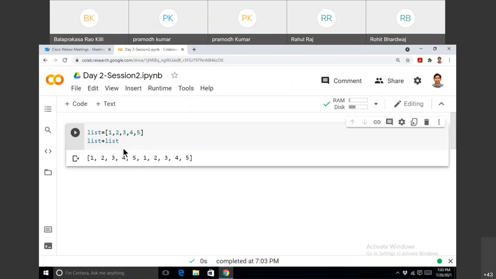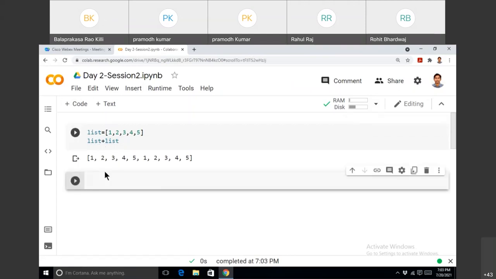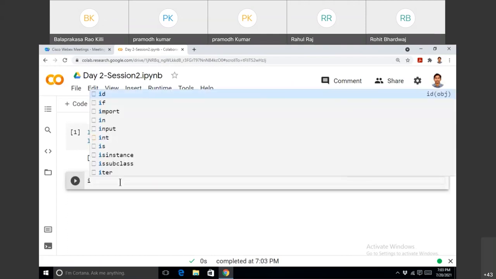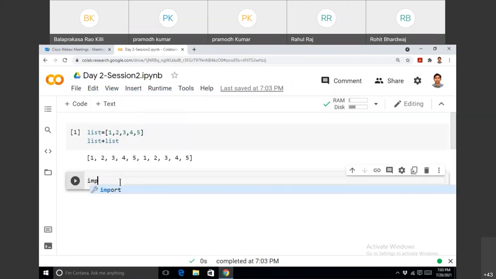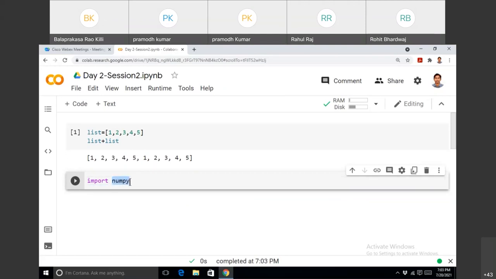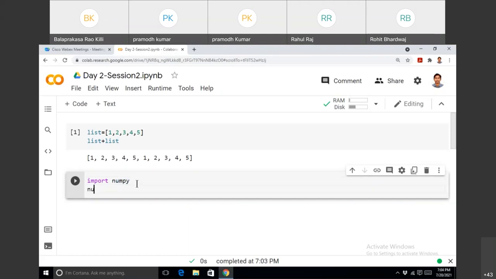So if you want to perform matrix operations, there is a library in Python called NumPy. You can import any library in Python using an import statement. So import numpy, this is the syntax. Then you can use all the functions inside this NumPy library. If you want to call some function inside the NumPy library, you have to call numpy dot that function, right?